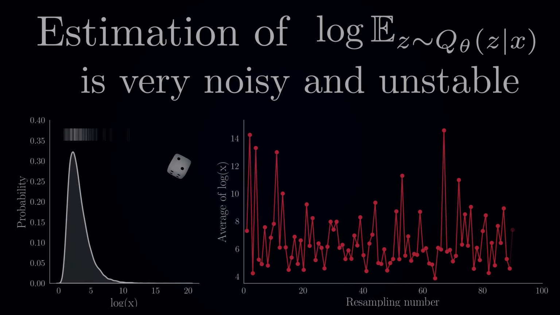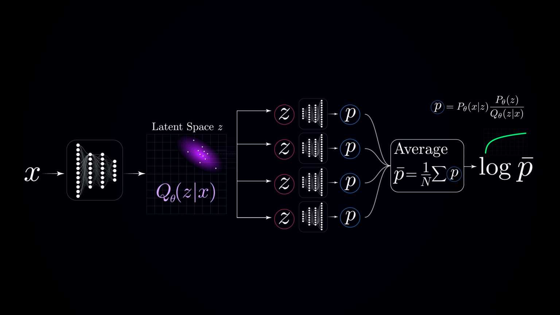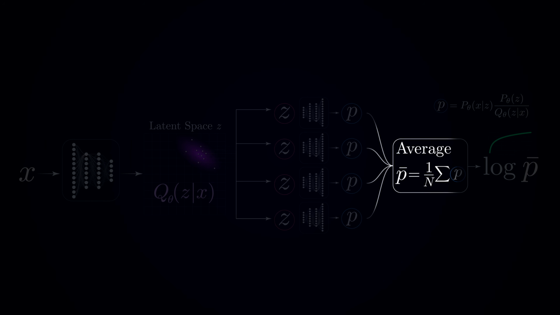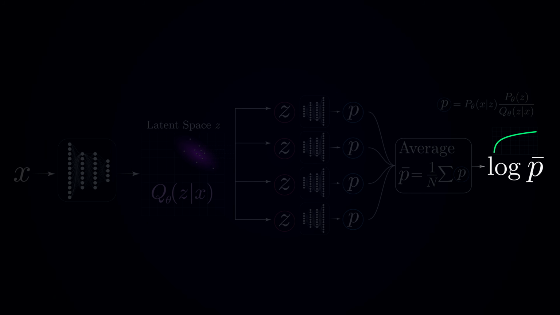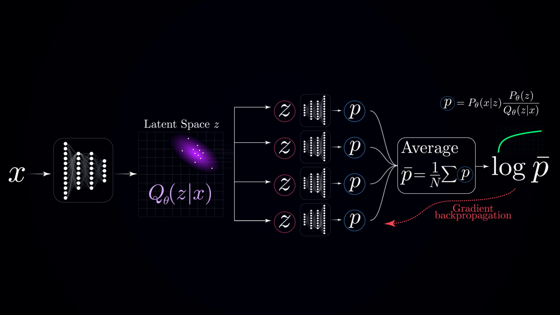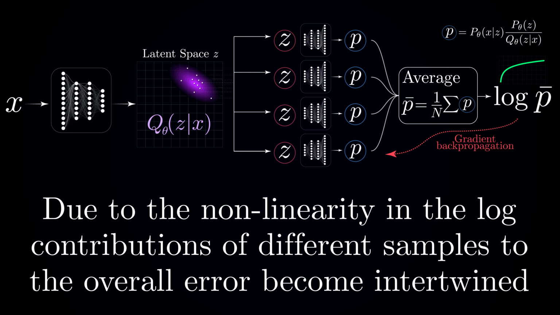Namely, to compute the gradient for parameter updates, we would need to first wait until all the samples are processed by the neural network, compute the weighted average of the resulting likelihoods, take the logarithm of that average, and then propagate the errors through the entire computation to adjust the parameters. Because of this sequence, the effects of different samples on the resulting logarithm become intertwined, making the computation less parallelizable and more prone to numerical instabilities.